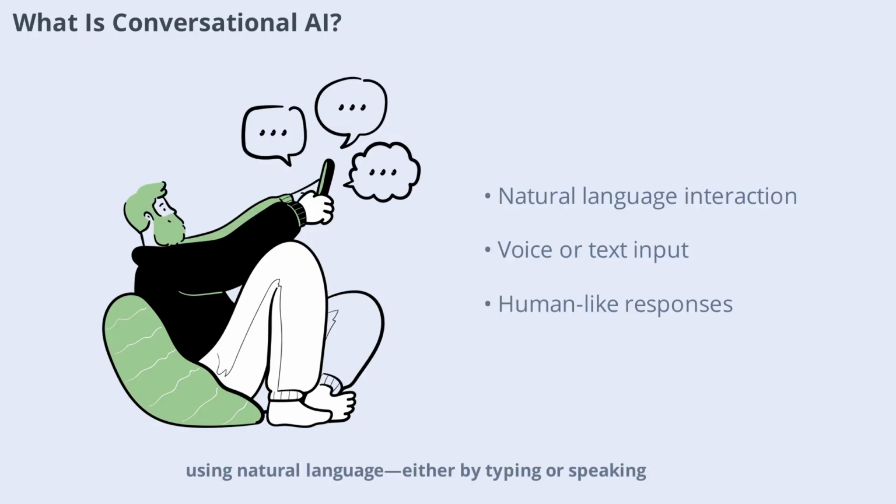Conversational AI, on the other hand, allows users to interact with technology using natural language, either by typing or speaking. Examples include virtual assistants like Siri, Alexa, or chatbots on websites. Instead of clicking through menus, you simply ask a question or give a command, and the AI responds in a human-like way. This makes technology more accessible and intuitive, especially for those who may not be tech-savvy.